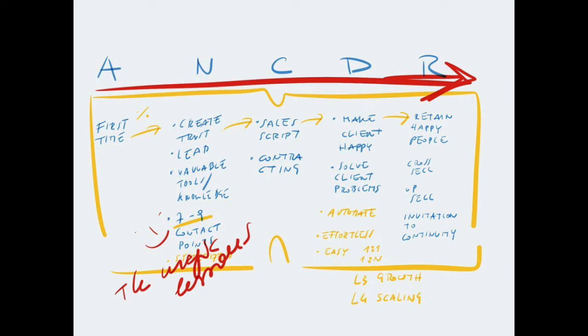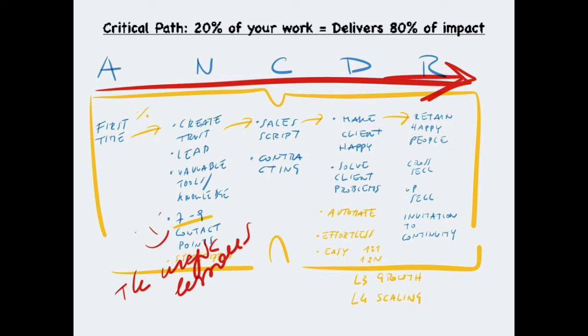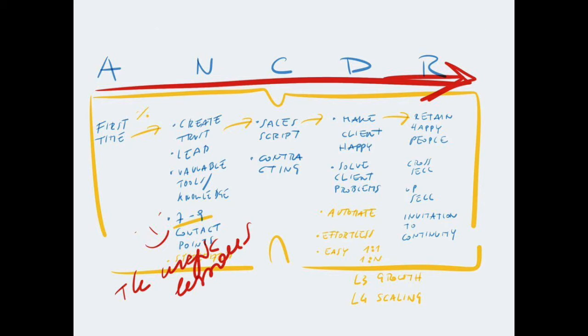So you will have to find your value chain and analyze what is the critical path. Critical path means it's the 20% of your activities that deliver 80% of the results and of the impact for the client. Now you go into the 20%, that's the critical path, and there is one bottleneck.